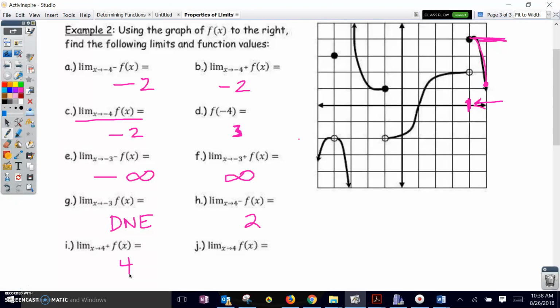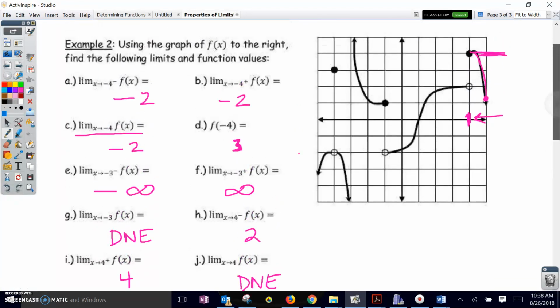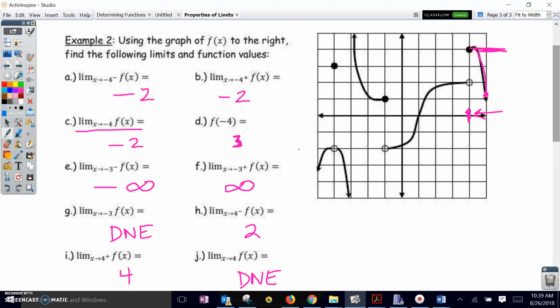And so in part J, when we ask what the limit as x approaches 4 of the function is, since the left-hand limit and the right-hand limit aren't the same, we will say that this limit does not exist. Alright, and that's all for the examples in this properties of limits lesson.